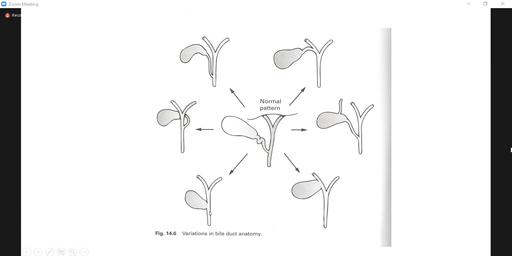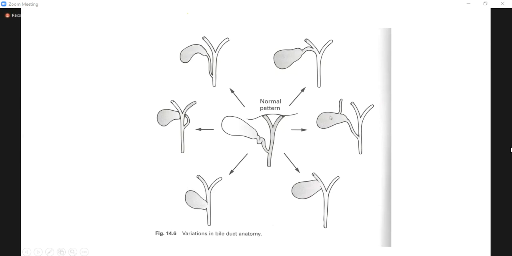Without the Hartmann pouch and cystic duct, the gallbladder directly opens into the common bile duct. Again, dangerous, because you have no space for you to put a clip here. You will open and do an open surgery, or you will do what is known as a subtotal cholecystectomy. You will remove the gallstones and all that, cut it here and suture, and do a subtotal cholecystectomy.